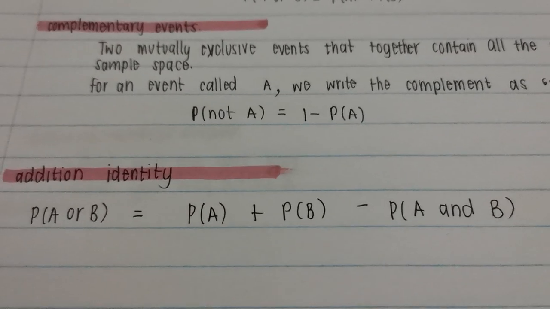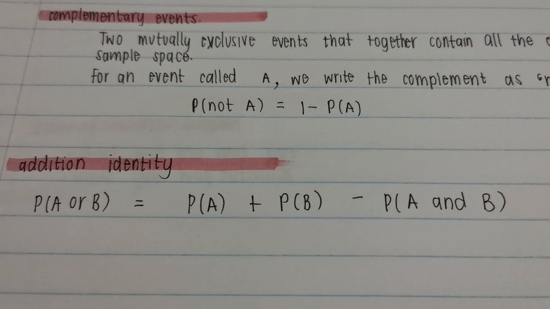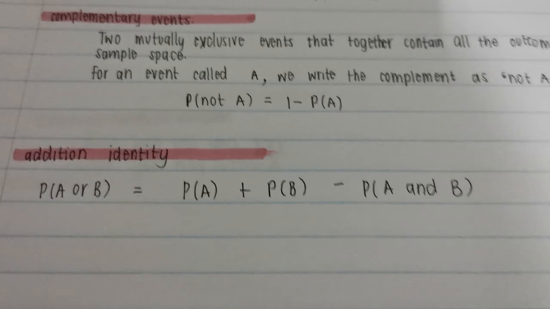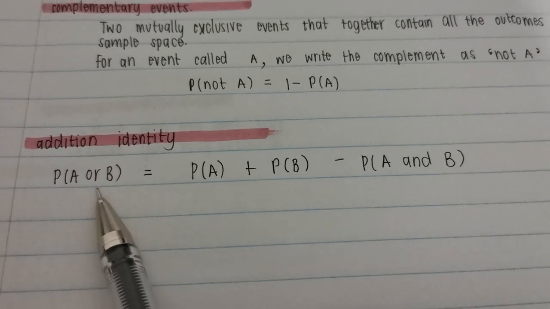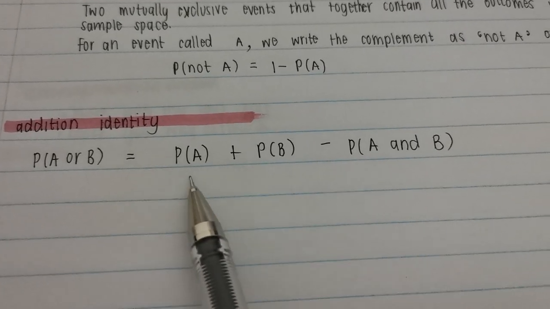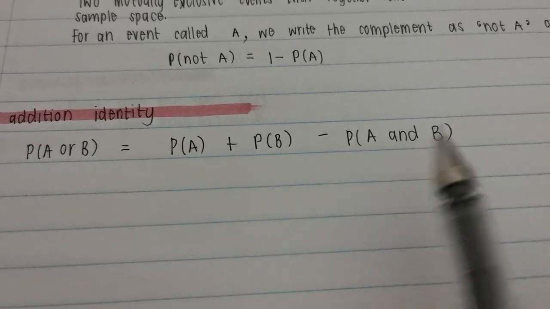I wrote here the addition identity. I think you guys have learned this in previous grades. I'm not too sure about that, okay? But anyway, the probability of A or B happening is equal to the probability of A happening plus the probability of B happening, because we already discussed this.